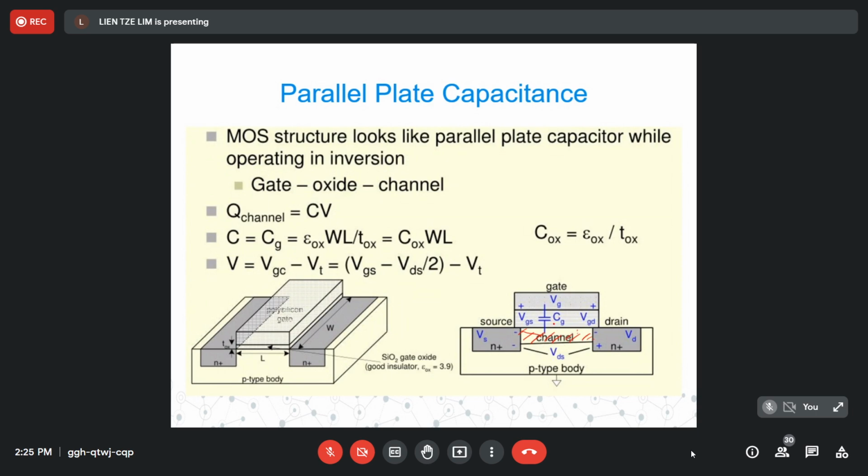You can see here there is a capacitance between the gate and the body. Not only gate to body, but gate to the source and gate to the drain also have capacitance. Here, to determine the parallel plate capacitance, the formula used is this one.